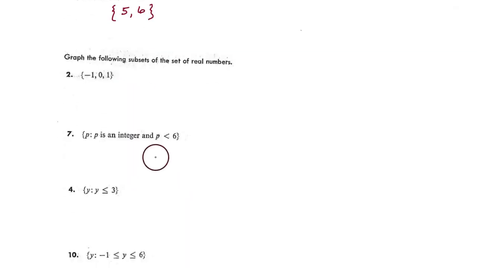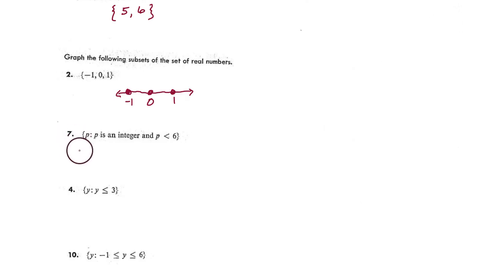Next, graph the following subsets of the real numbers. This implies doing this on a number line. The first number to graph is -1. Just put a little closed-in dot for that. Then graph 0, and then graph +1.